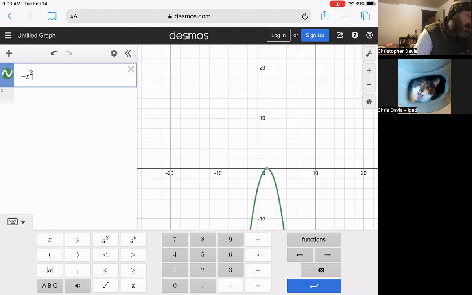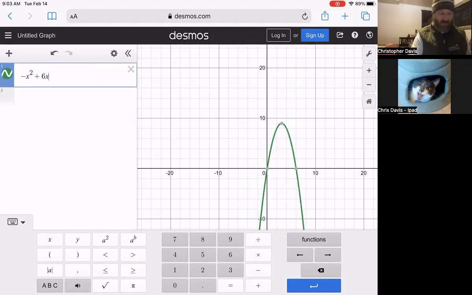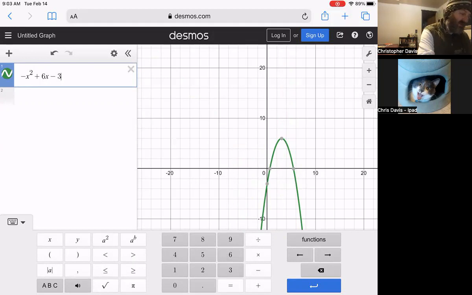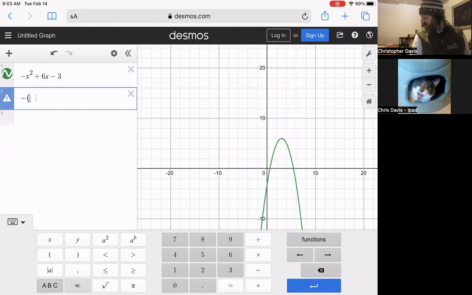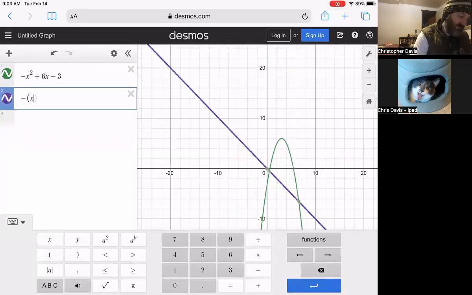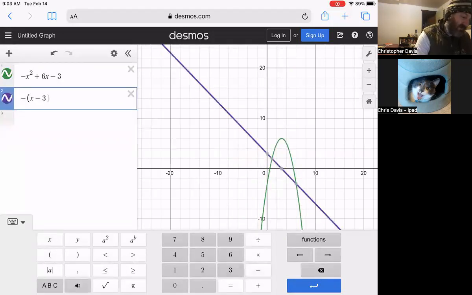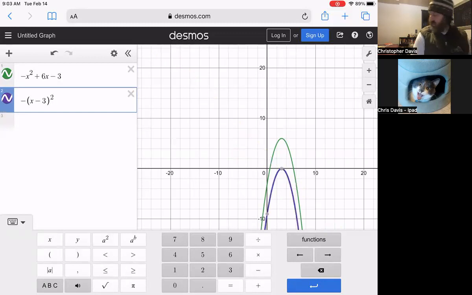-x squared plus 6x minus 3. Hopefully that more or less agrees with what we saw that the graph should be. Let's also graph negative parentheses x minus 3 close parentheses squared plus 6.